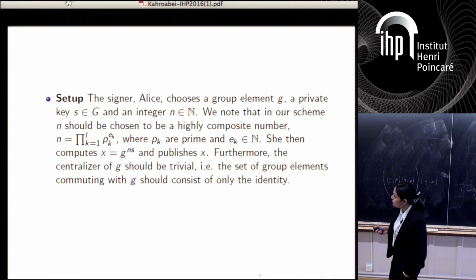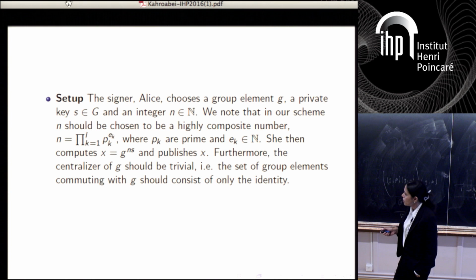So here is the setup. The signer Alice chooses a group element G, a private key S in G, and an integer N in the natural numbers. We note that in our scheme, N should be chosen to be a highly composite number, so N is basically the product of several primes to some powers. She then computes X, which is G^N conjugated with S, where N is a number and S is a group element, and publishes X. Furthermore, we want to assume that the centralizer of G is trivial. Basically, what I mean is that the set of group elements commuting with G consists of only the identity.